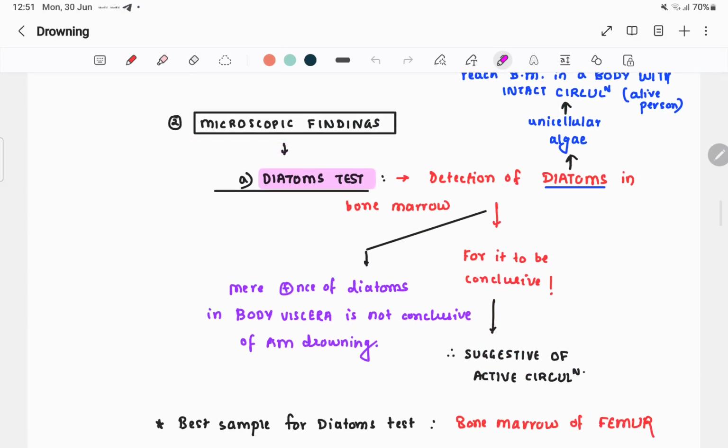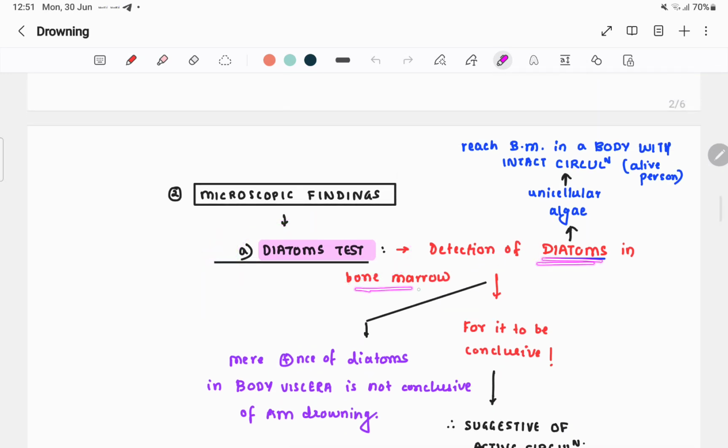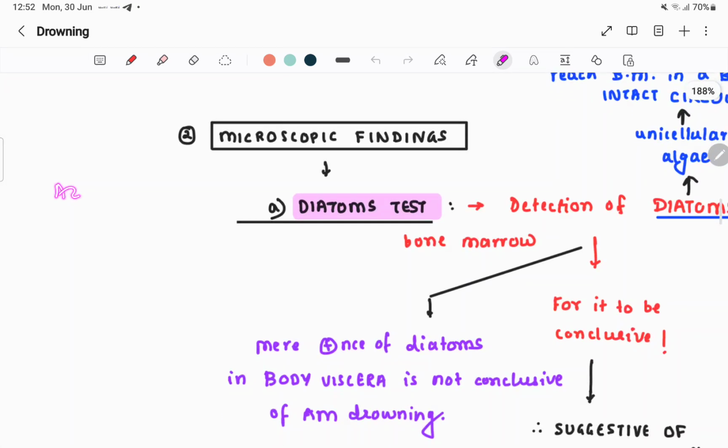Microscopic findings. We have to do the diatoms test. What is the diatoms test? Detection of diatoms in bone marrow. Diatoms are basically unicellular algae which reach the bone marrow in a body with intact circulation, meaning an alive person. So whenever a person is alive, the circulation is intact, the diatoms will reach the bone marrow, and they will be detected.